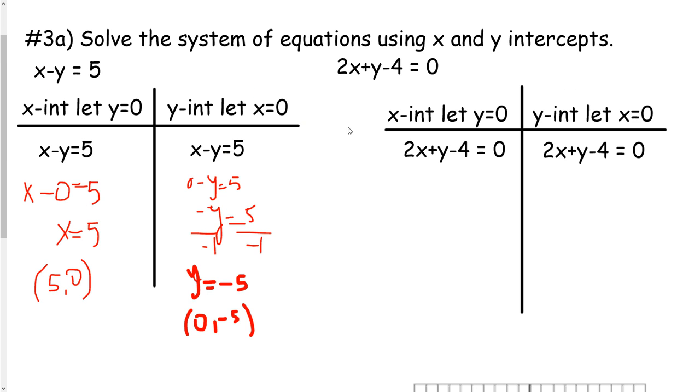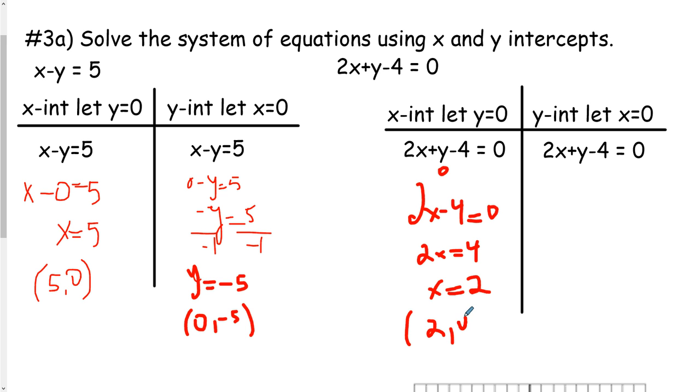We'll go ahead and graph the other one in the same way. We're going to put 0 in for y. When we do that, we're left with 2x minus 4 equals 0. Bring the 4 to the other side, so it becomes positive. So we have 2x equals positive 4, and then divide both sides by 2 to isolate for x. So x equals 4 divided by 2, which is 2. That's going to give us the point 2, comma 0.